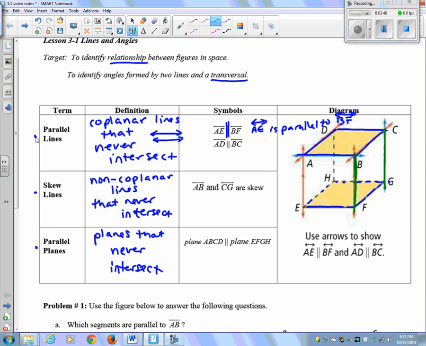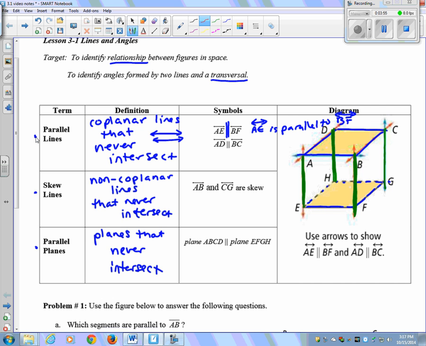An example of skew line, oh wait a minute, let's go back to parallel. BF would also be parallel to DH, this back corner. All of these that are green, that are standing straight up, they're all parallel to each other.